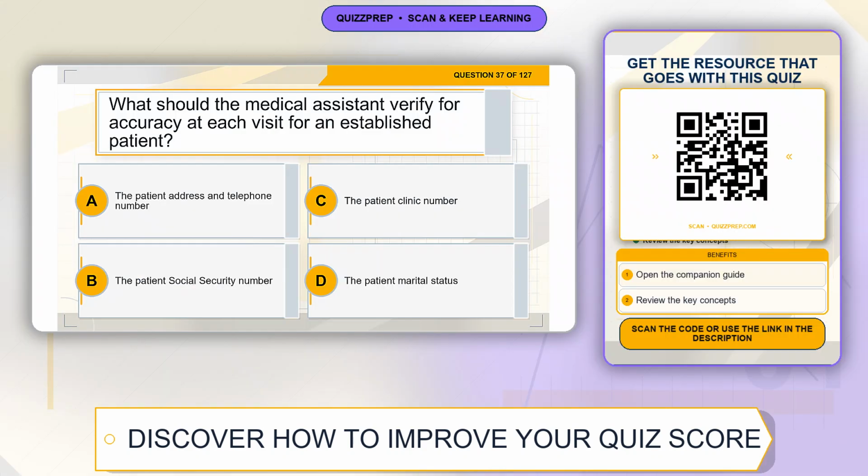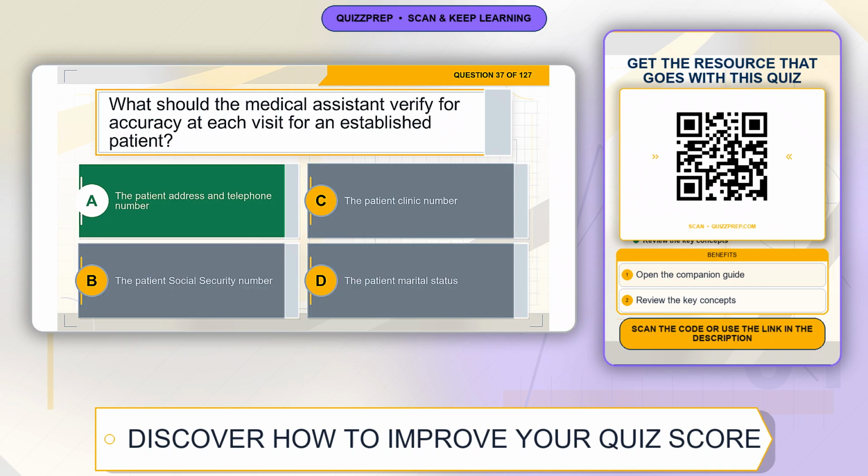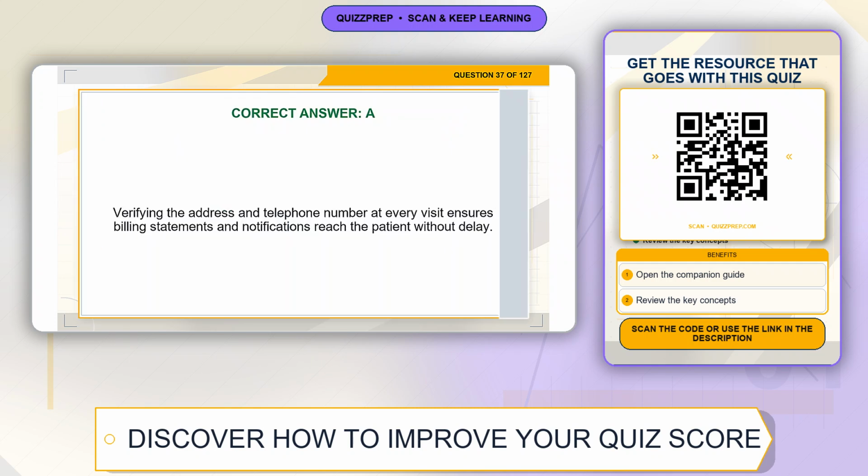Question 37. What should the medical assistant verify for accuracy at each visit for an established patient? Option A, the patient address and telephone number. Option B, the patient's social security number. Option C, the patient clinic number. Option D, the patient marital status. The correct answer is option A, the patient address and telephone number. Explanation. Verifying the address and telephone number at every visit ensures billing statements and notifications reach the patient without delay.